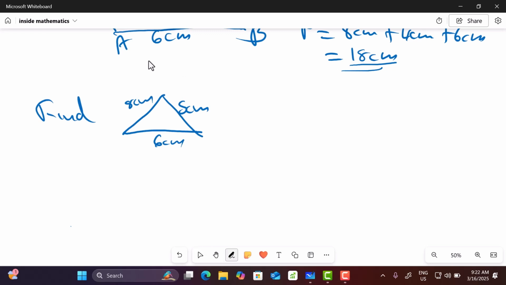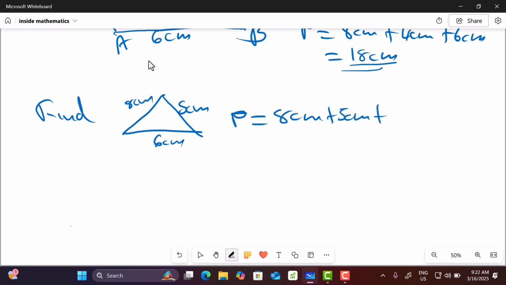So in our previous video, we discussed that the perimeter is nothing but the distance around the shape. And I gave you some work to do. In this work, we said let P equal perimeter, which is nothing but 8 centimeters plus 5 centimeters plus 6 centimeters. It gives us 19 centimeters.